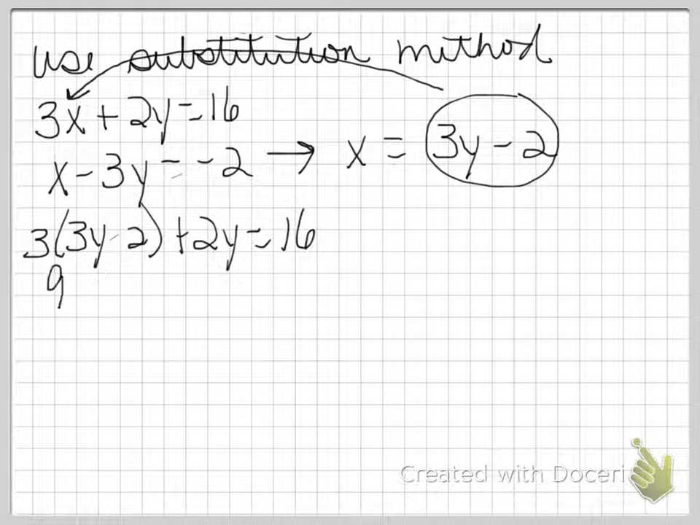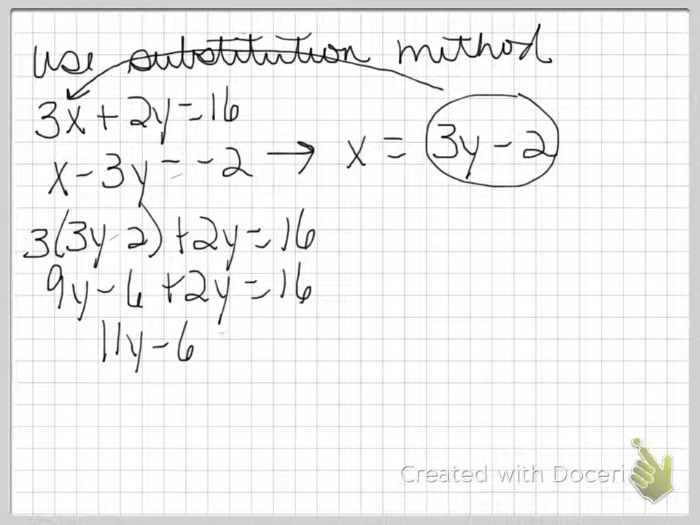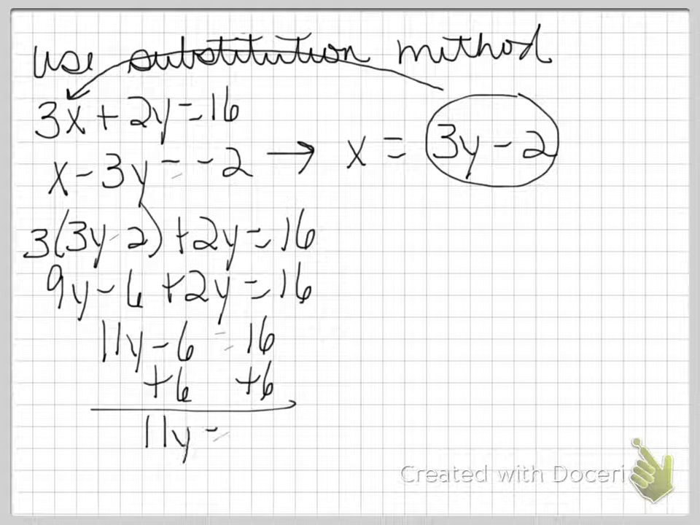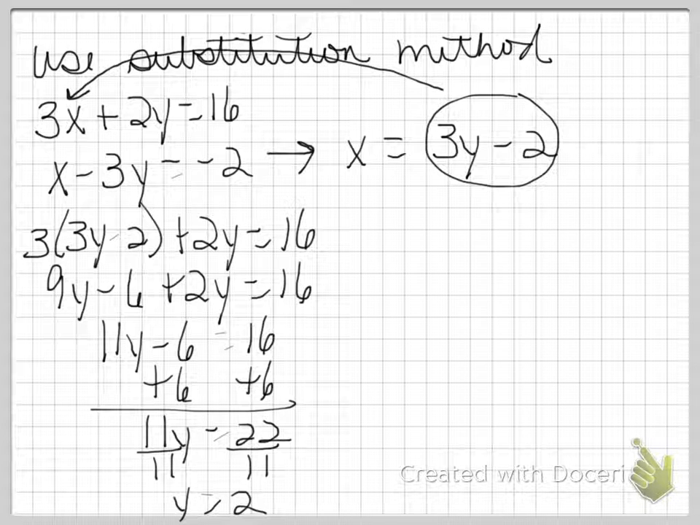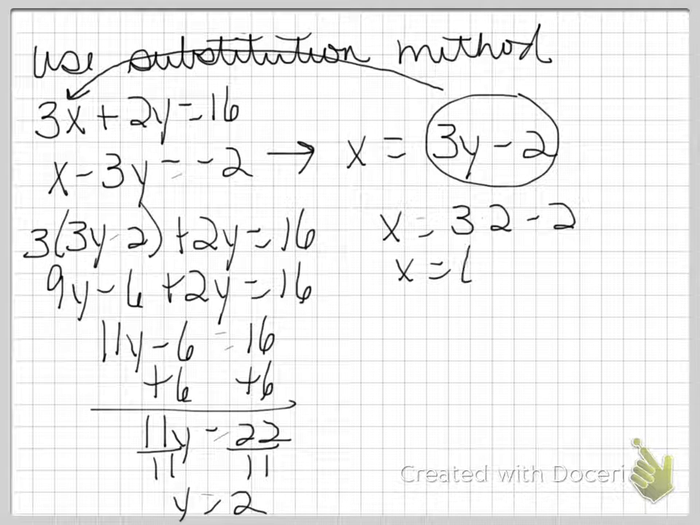We're going to do the distributive property. 9y plus 2y is 11y, minus 6 is equal to 16. Add 6 to both sides. We get 11y is equal to 22. Divide both sides by 11, and y is equal to 2. Now we're going to plug in y right here. It's 3 times 2 minus 6. That's 6 minus 2, which is 4.